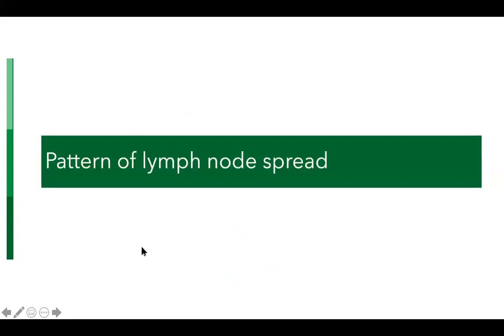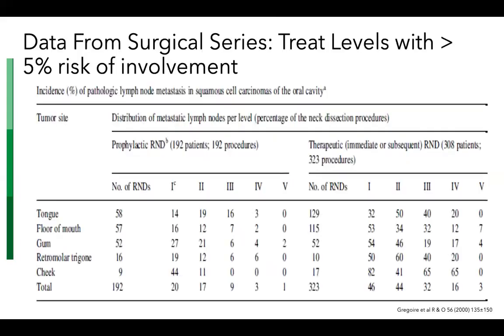So, naturally, as for all head and neck cancers, we would like to know the pattern of lymph node spread. Typically, these tumors do not involve the level 5 nodes or even level 4 nodes if they are N0. If clinically they are N0, then they are likely to involve only level 1, 2, and 3. So you see gum, retromolar trigone, cheek, there is very little involvement of level 4.